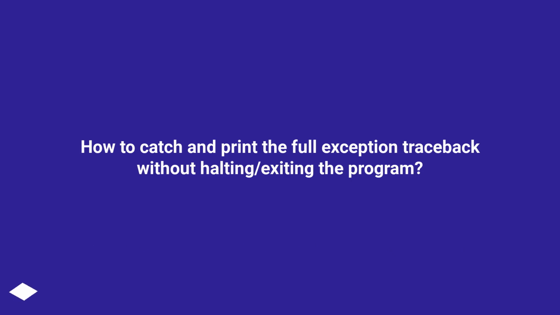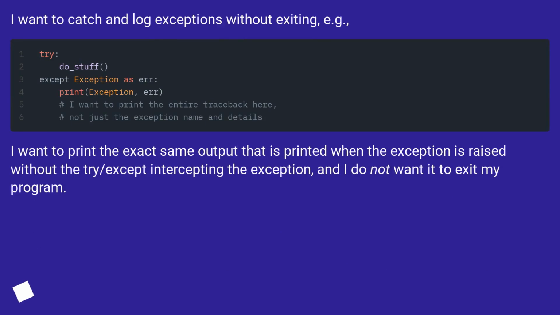How to catch and print the full exception traceback without halting or exiting the program? I want to catch and log exceptions without exiting, for example. I want to print the exact same output that is printed when the exception is raised without the try/except intercepting the exception, and I do not want it to exit my program.